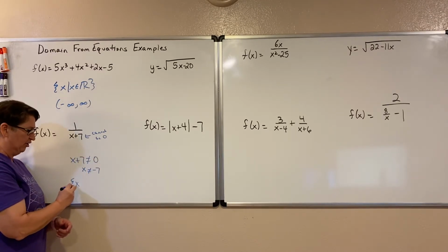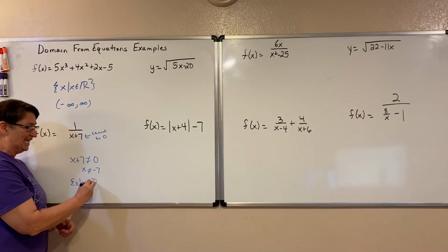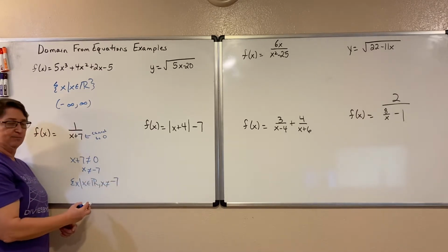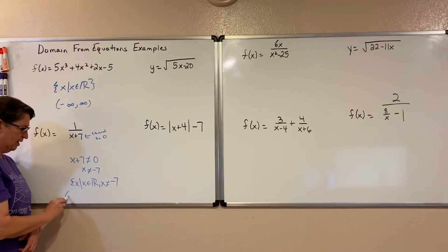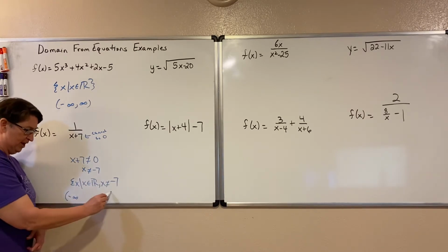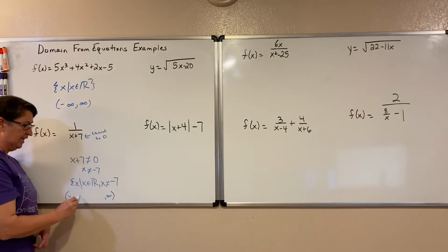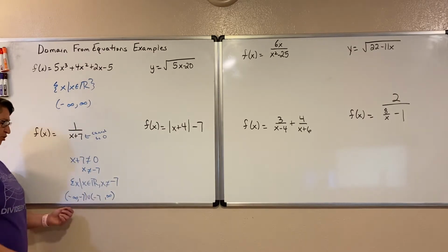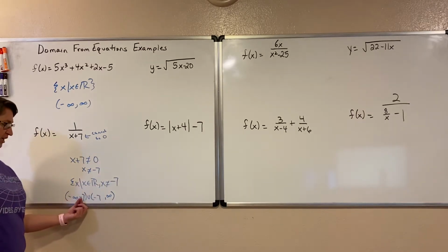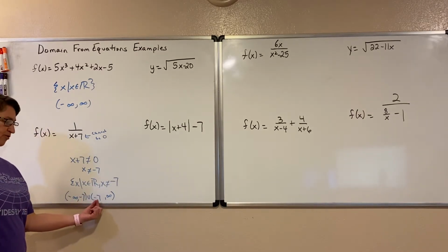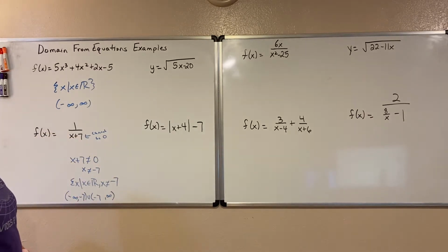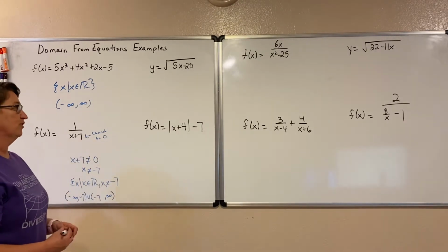So my domain here, my x value can be anything, any real number. It just cannot be negative 7. Or in interval notation, my domain can go from negative infinity to positive infinity. It just has a problem at negative 7. So we're going to jump over negative 7. Negative 7 is not going to be included. So we're going to have a graph from negative infinity to negative 7, and then we're going to have another part of the graph from negative 7 to infinity. Negative 7 is just not included in there. So that's the domain for that rational function.